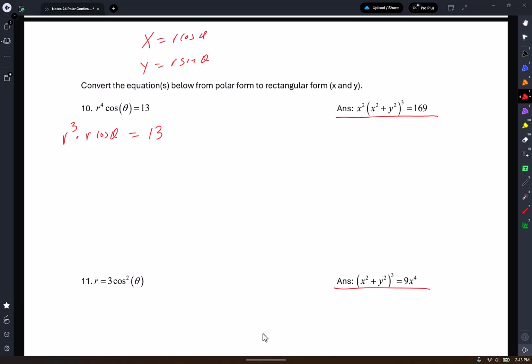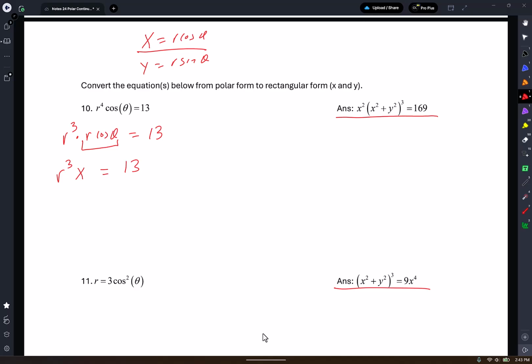Chav, why did you do it that way? I need to get an r cosine theta. If you have a cosine or a sine, you need to get an r cosine theta. Cool or not cool? All right, next. So I'm going to replace it. So now I have r cubed and r cosine theta is the same thing as x equals 13. Chav, now what? Okay. Let's catch up to here, guys.